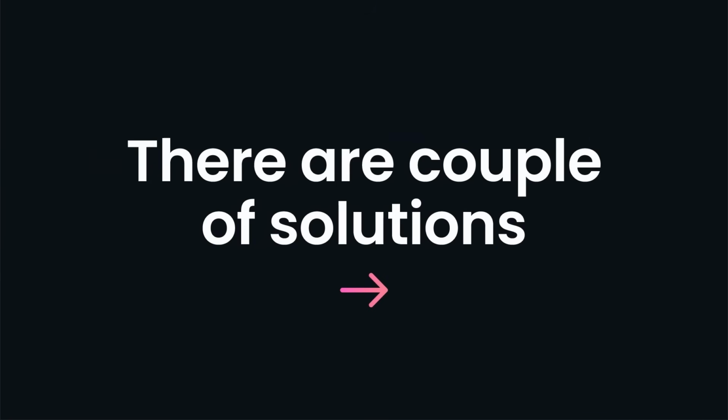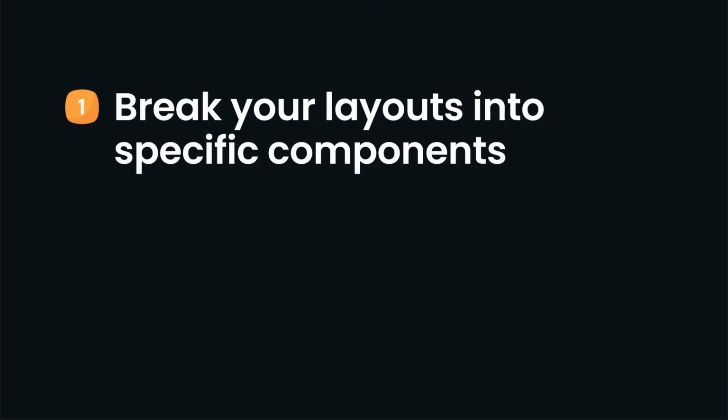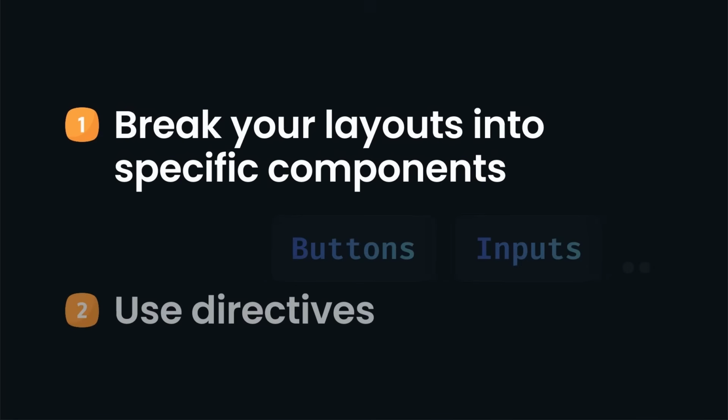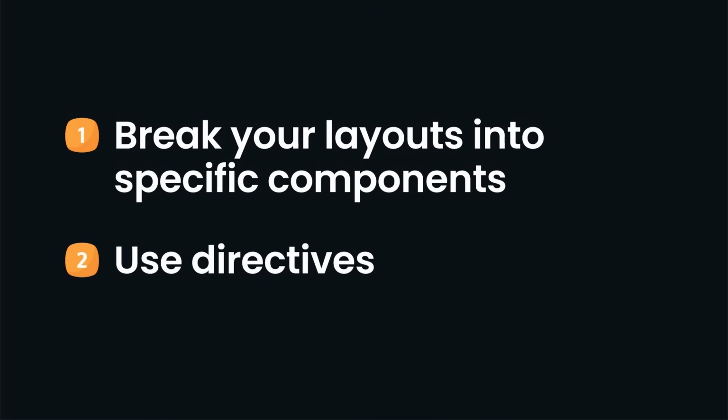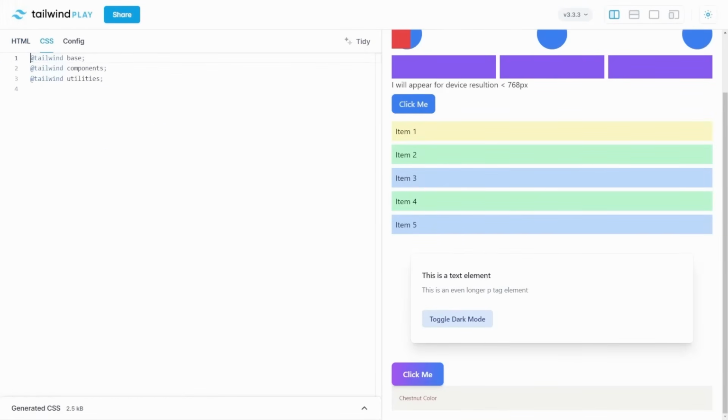Well, there are a couple of solutions. First, break your layouts into specific components. Instead of writing everything in a single page, create separate components like buttons, inputs, and more. The second solution is to use directives. Do you remember the base, components, and utilities tabs? Now open up the CSS tab inside of Tailwind, and you'll see something like this: Tailwind base, components, and utilities.